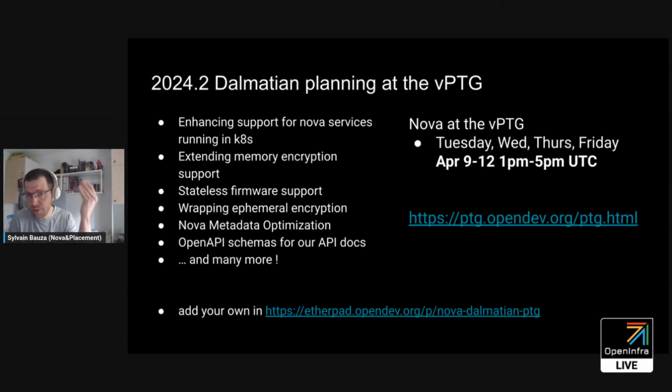So what we'd like to discuss at the PTG, we'll discuss a few things. You can see, like making sure that you can provide Nova services on top of Kubernetes, extending the memory encryption support that we currently have, some firmware support, and that will be stateless. I'm just telling you what you can look at, like OpenAPI schemas for API docs, basically for making sure that you don't need to look at the documentation, but anyway, look at that.